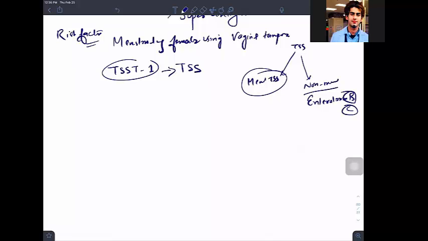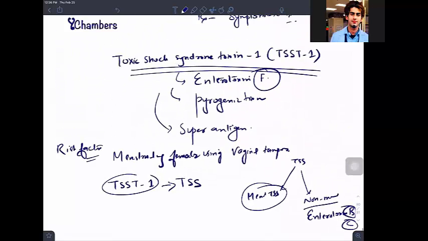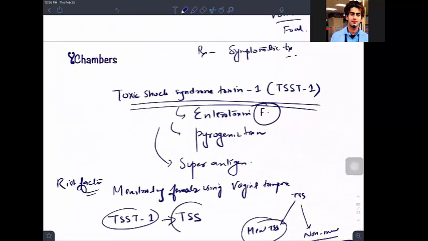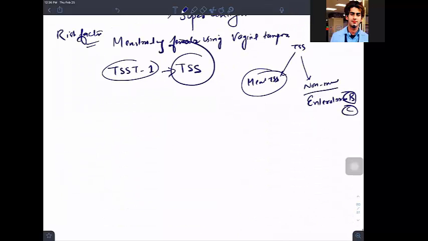Okay, easy. There should not be any doubt. So what are the symptoms? How will you understand that the person has TSS? There should be some symptoms, so let us write some clinical features. What are the clinical features of the patient?